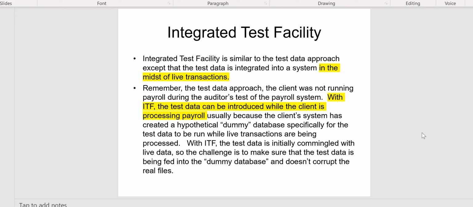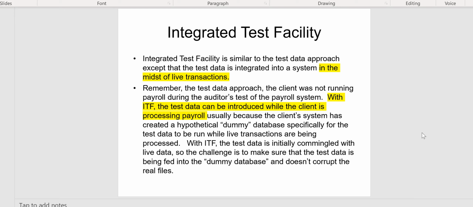All right, which of the following is true regarding integrated test facility? One, fictitious and real transactions cannot be processed together because error reports would interrupt processing. Not true. With integrated test facility, we make sure that the data that's being tested is coded to a dummy database so it doesn't interrupt processing. Two, client operating personnel need not be involved in the testing process. That's true, and they often don't even know that it's going on. So let's go with 2 only, letter B.